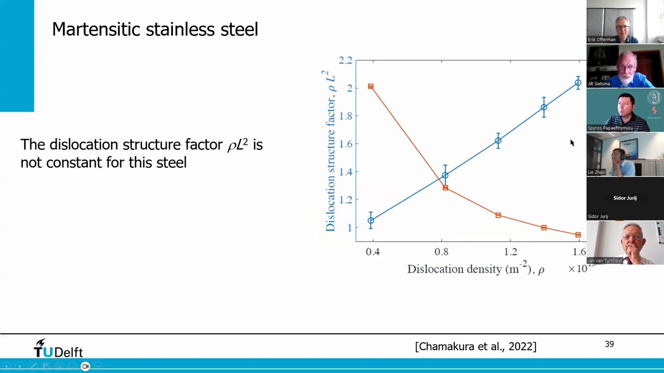This is the case in which rho L squared is not constant, it decreases. So in this case, the Taylor equation did not apply. So red is the maximum length, if I remember well. So it increases the dislocation structure factor, rho L squared increases with increasing strain.